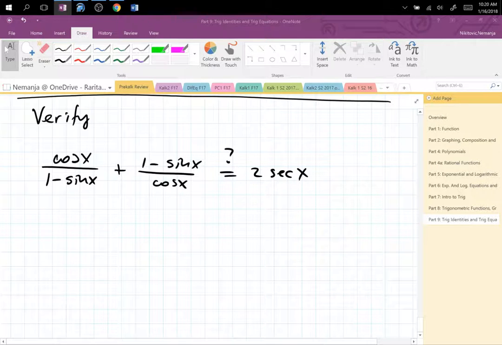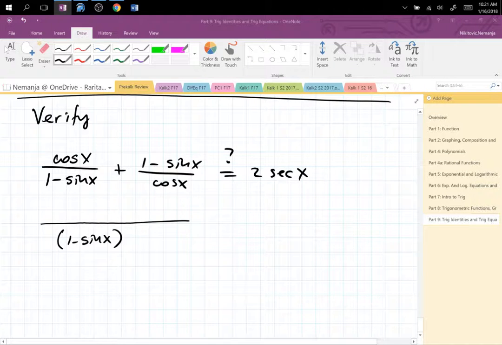So let's start by analyzing what we can do. You look at this and you immediately say, well, I have two fractions. And the way to deal with two fractions with a plus in between is to just add them using common denominator. So what is the common denominator? Common denominator is clearly 1 minus sine x times cosine x. Right?